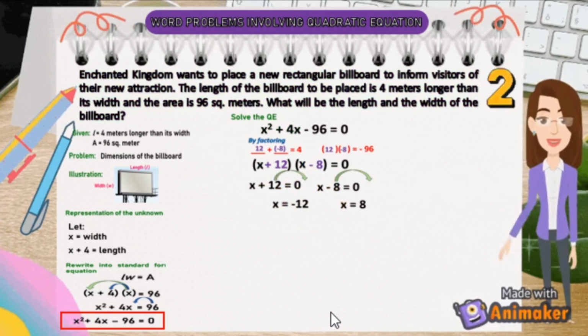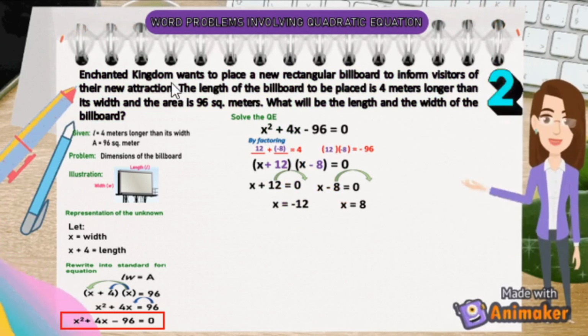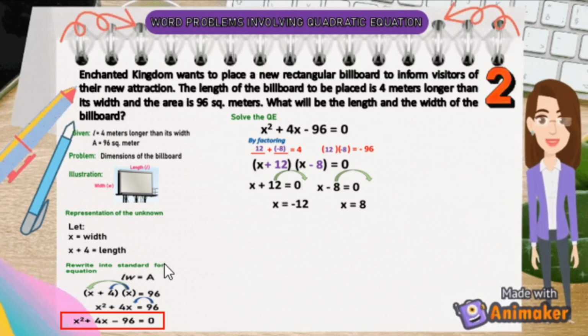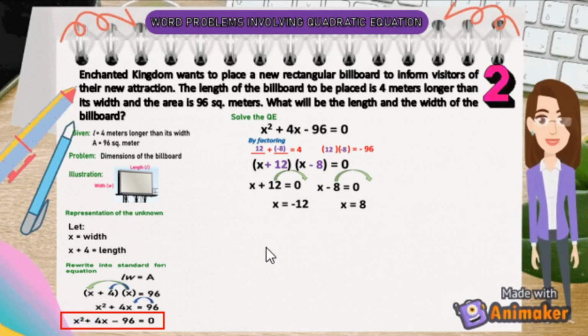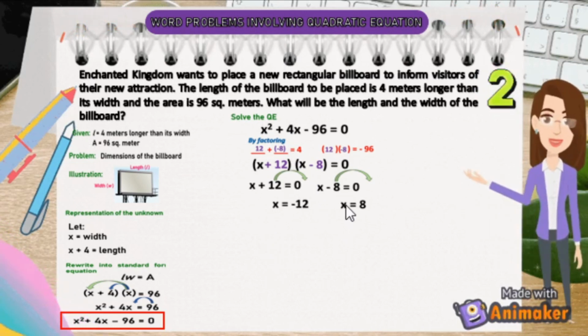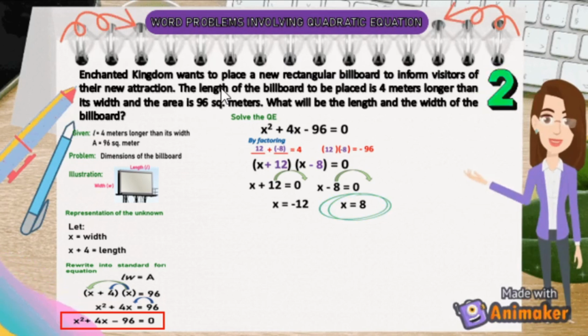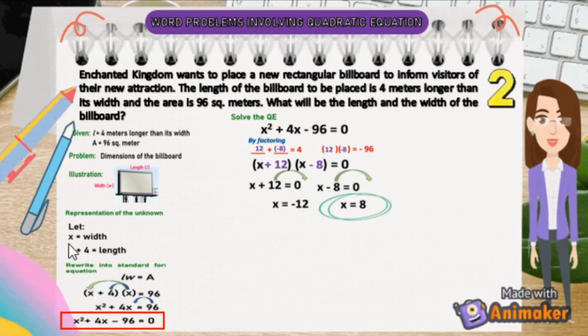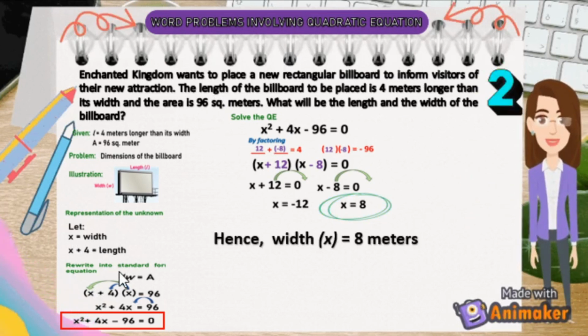Pero ano ba yung magiging sagot sa ating problem o magsasatisfy sa ating problem? Since we are dealing with measurement, so negative number is not allowed. So, hindi tayo pwedeng magkaroon ng negative number. So, therefore, si x is equal to 8 ang ating kukunin na solution sa ating problem. Sabi natin kanina, si x ay yung width natin. So, therefore, ang width natin ay 8 meters.